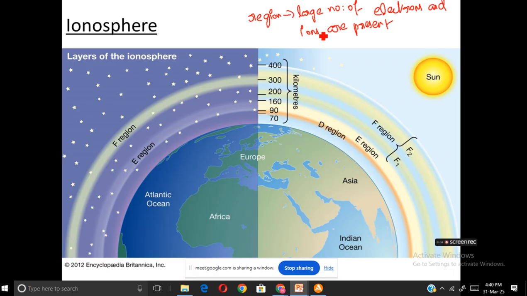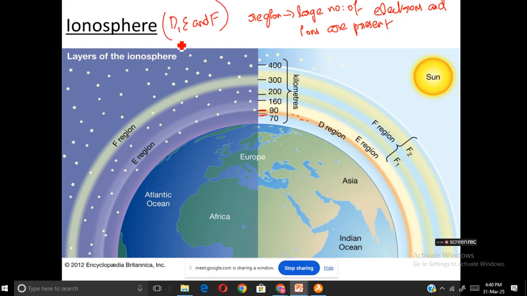This region has different sub-layers. The first layer is the D region, the lowermost layer. It extends from 60 to 100 kilometers. And above the D region, we have the E region. So three different layers are there: D, E, and F.